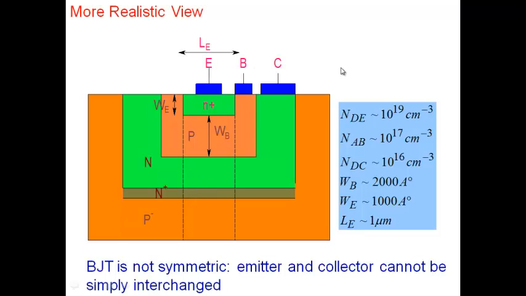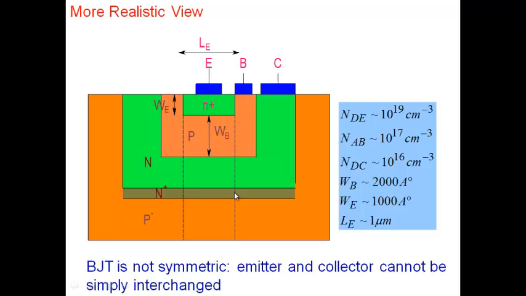The lateral dimensions are in microns. It could be, for example, the emitter length from here to here. Emitter length, I've said 1 micron. It could be 5 micron. It could be 10 micron. So the lateral dimensions are in microns here, while the vertical dimensions are in hundreds of nanometers. So the diagram is not drawn to scale.